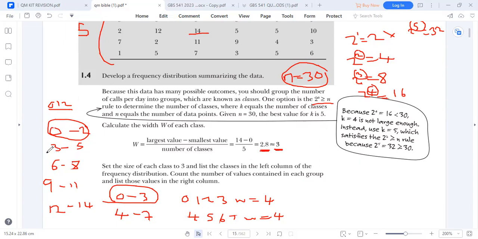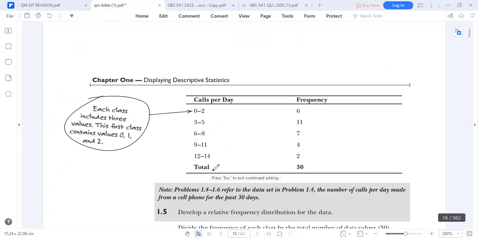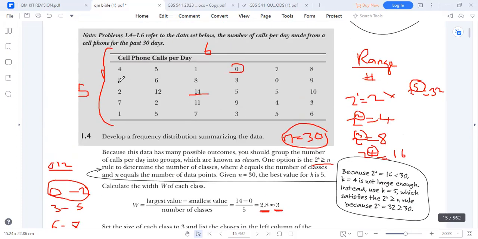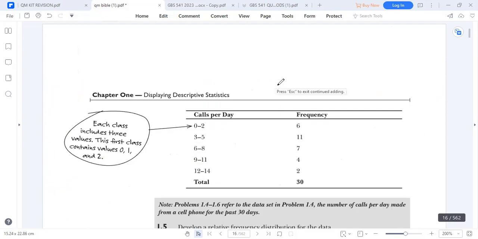A 3. It's safer like that. So this is how we're getting now: 0 to 2, 3 to 5, 6 to 8, 9 to 11, 12 to 14. Then from there, you manually look for how many numbers are between 0 and 2. I'll not go through that process. You count 0 and 2, 1, 2, okay, 3, 4, 5, 5, 6, okay. That's where the 6 is coming from.